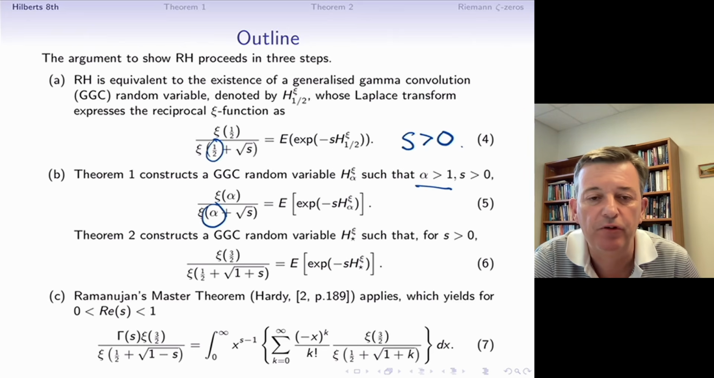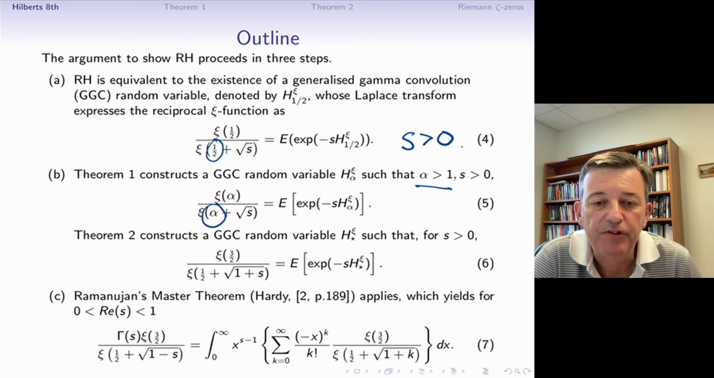And we're going to see that we can use that Euler product formula to construct a random variable h sub alpha of xi such that a Thompson condition holds for the case where alpha is bigger than 1. And that'll make us halfway there. And then from this, we'll then try and get to the half.